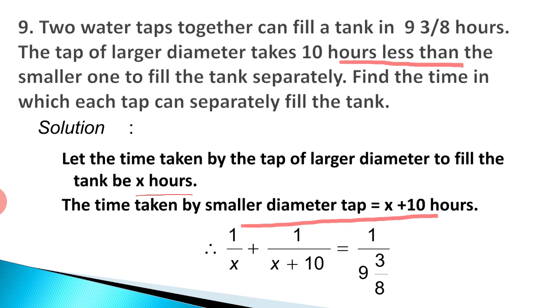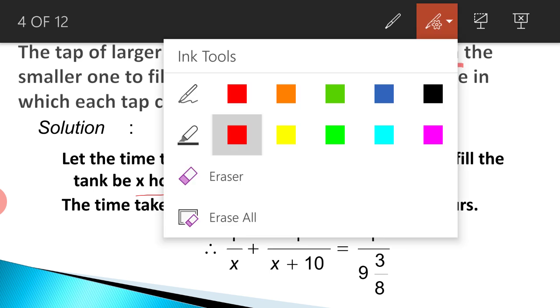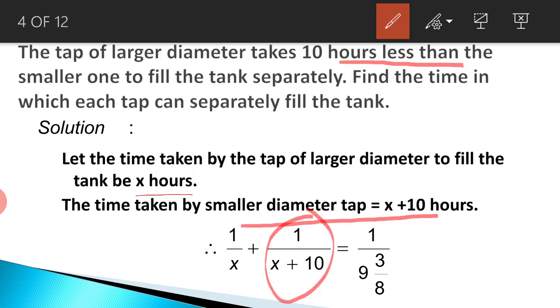So 1 by x, what is 1 by x? 1 by x is the amount of tank filled, or amount of water filled in that particular tank, we say. That is the part of the tank filled plus the part of the tank filled by the smaller tap, that is 1 upon x plus 10, is equal to how much tank is filled by these two? It is 1 upon 9 integer 3 by 8, because total time required is 9 integer 3 by 8. Now simplifying this particular part. So let us go for the next.